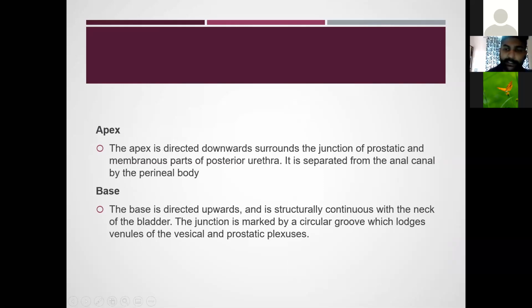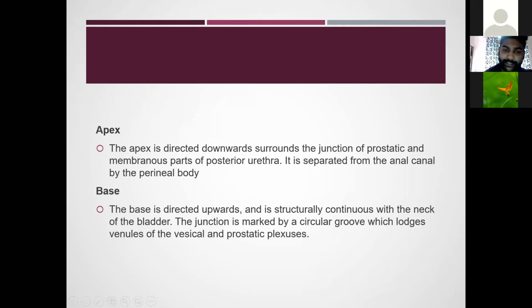So the apex is directed downwards and surrounds the prostatic and membranous part of the posterior urethra. The posterior urethra has three parts: the pre-prostatic, the prostatic, and the membranous part. Here the apex surrounds the junction of the prostatic and the membranous part of the posterior urethra. Then it is separated from the anal canal by the perineal body.